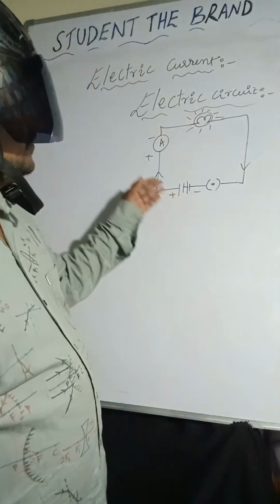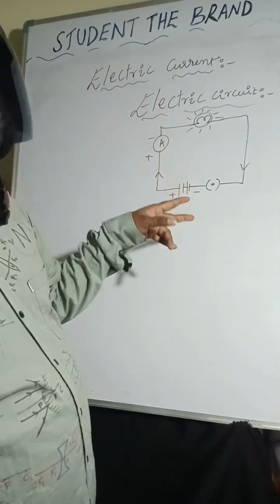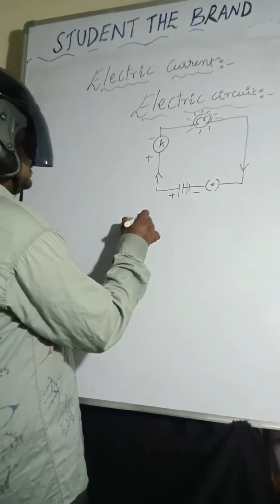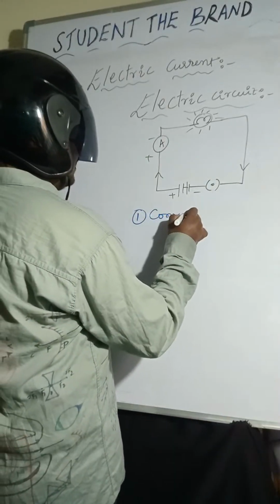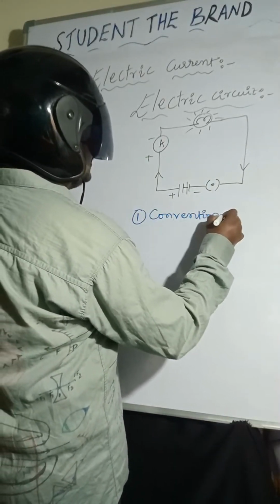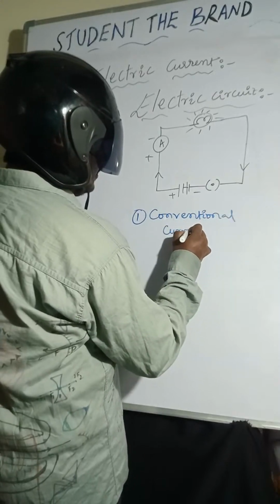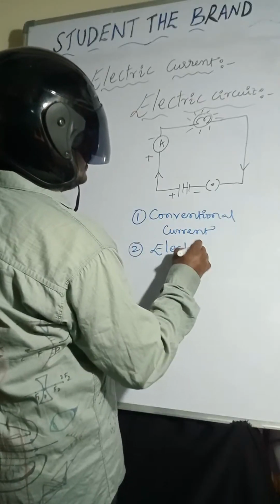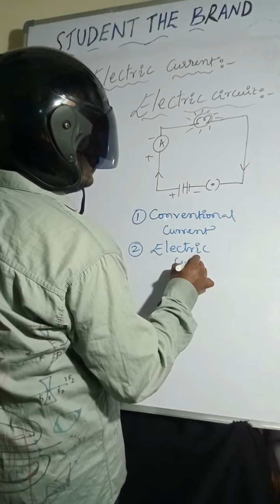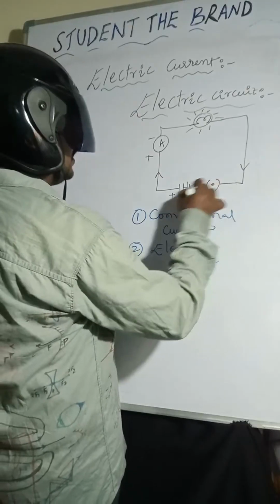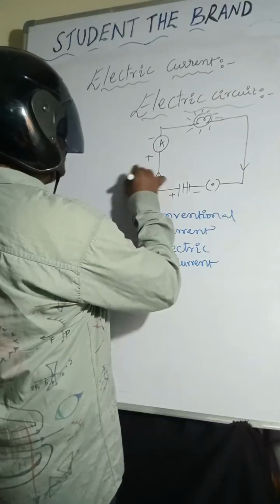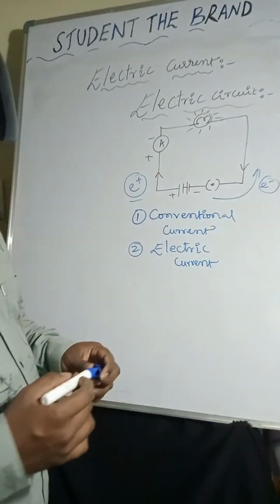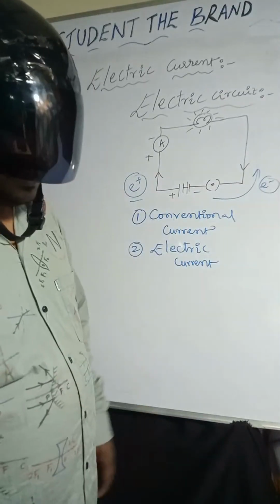Okay, so current is flowing like this. Here there are 2 points. One is conventional current, another one is electric current. The flow of positive charges is known as conventional current, whereas electric current is nothing but the flow of electrons. Conventional current is the flow of positive charges. Electric current is the flow of electrons.